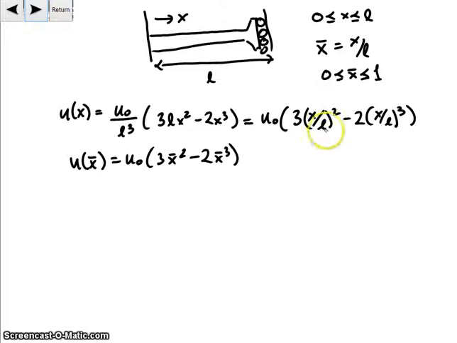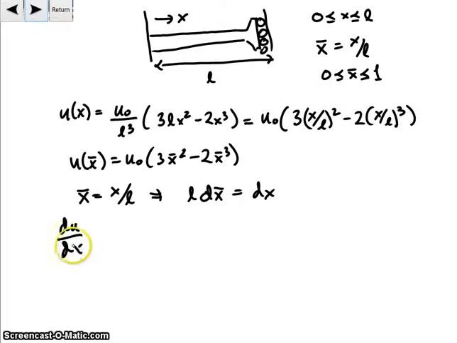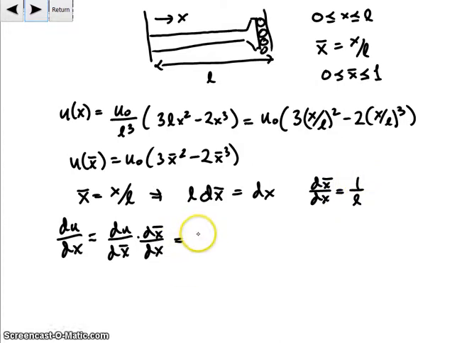When we do this, we have to be a little bit careful. If we look at the definition here, since x bar is equal to x over L, then dx is equal to L times dx bar. So it also turns out that du dx is equal to du dx bar times dx bar dx. We derived that dx bar over dx is equal to 1 over L. So that means that we end up with a 1 over L du dx bar.